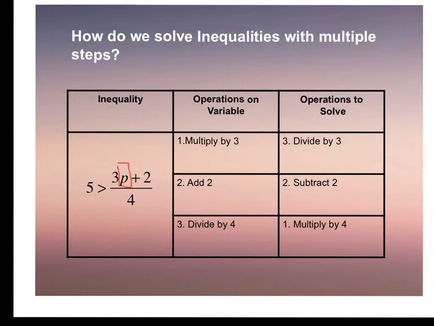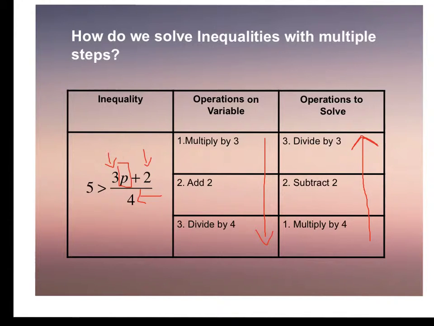So first we multiply the p by 3. Then we're going to add a 2 and then divide by 4. And as you can see, here are the steps that I just told you that happen on the variable. Now we're going to use the inverse operations and go in reverse order to solve for the variable p. So we would first multiply by 4, then subtract 2, and then divide by 3.